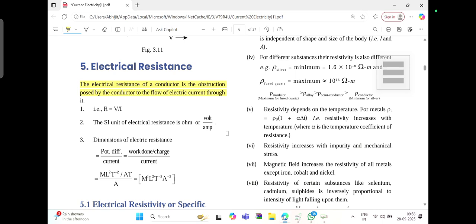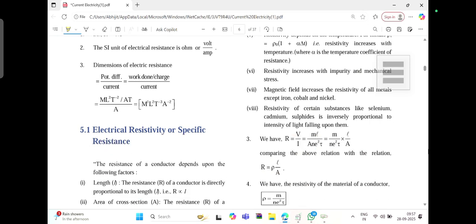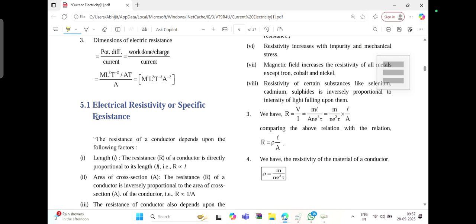That is the electrical resistance of a conductor, the obstruction posed by the conductor to the flow of electric current through it. So R equals V by I. We have now the dimensional formula of electrical resistance, and next we need to study electrical resistivity or specific resistance. That is our topic right now.